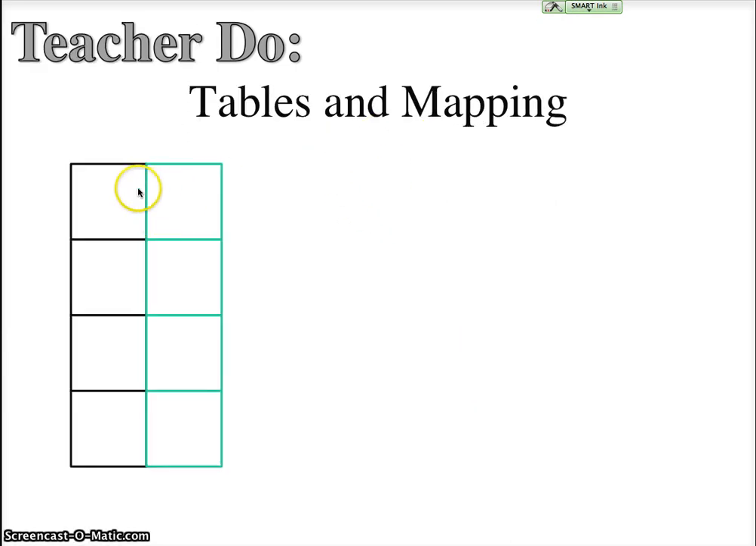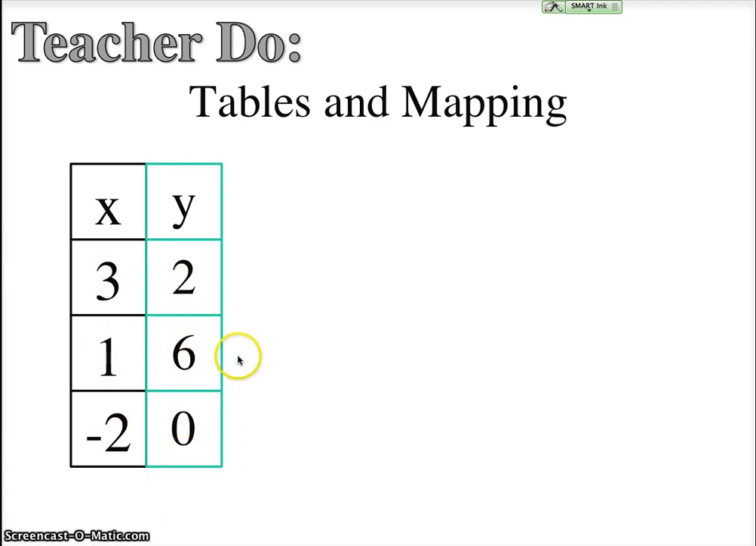Okay, tables are, again, just tables. They're sets of boxes where things are organized. All my x values go on the left. All my y values go on the right. And they must match. 3 and 2 must go together. 1 and 6 are an ordered pair. Negative 2 and 0 are an ordered pair.